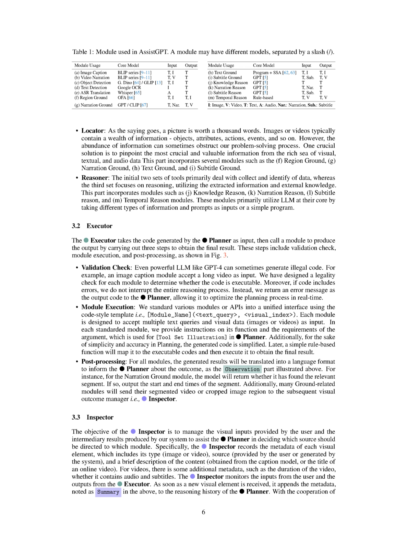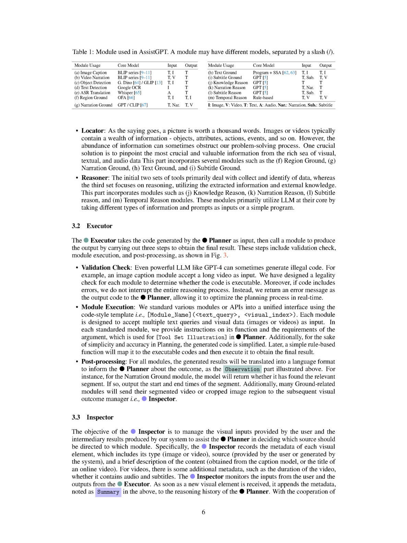Module execution. Next, we execute the validated code. To facilitate this, we have standardized various modules or APIs into a unified interface, which is structured as module_name, <text_query>, <visual_index>. Every module in this structure is designed to handle multiple text queries and visual data inputs, which could be either images or videos. Moreover, to make the planning process more straightforward and accurate, the generated code is simplified. A simple rule-based function is used to translate this simplified code into executable codes, which are then run to get the final result. Post-processing. The last step is post-processing.